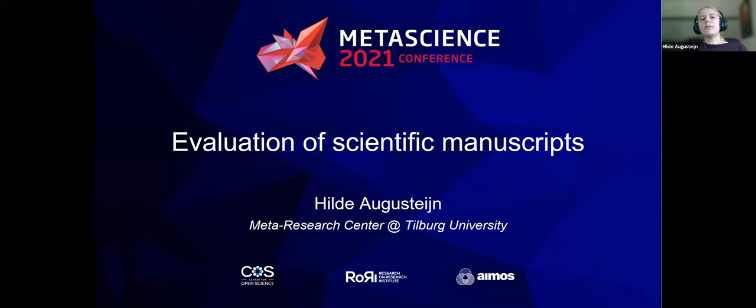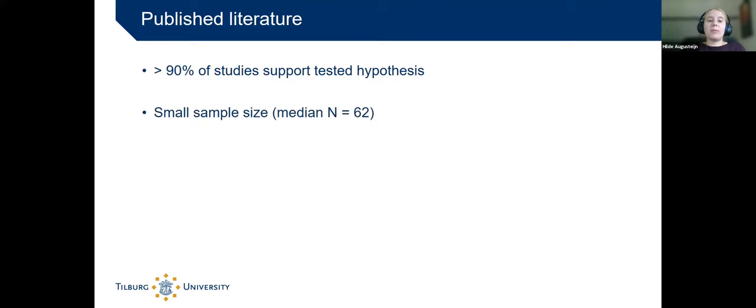So welcome everyone. I will be talking about the evaluation of scientific manuscripts and more specifically about peer review as well as thesis grading. As you all probably know, in the published literature, and especially in psychology and psychiatry, the research fields I work in, there's an overabundance of statistically significant results. Over 90% of studies support the tested hypothesis. And maybe we're just really great at doing research and we have very plausible hypotheses. But this doesn't seem to be the case, since we have extremely small sample sizes with a median sample size of 62. And this is not sufficient for the small to medium effect sizes that we generally investigate. That results in low power, which is estimated to be 0.5 or even 0.35 for psychology.